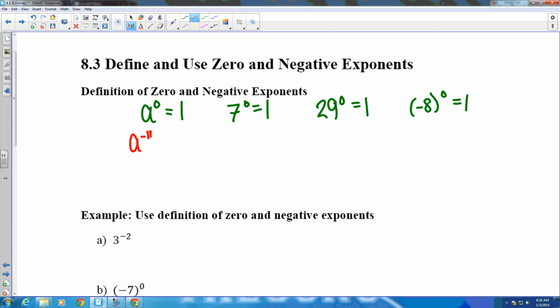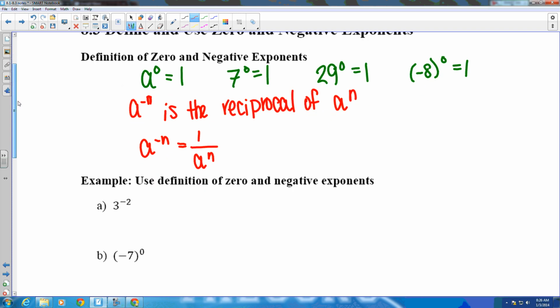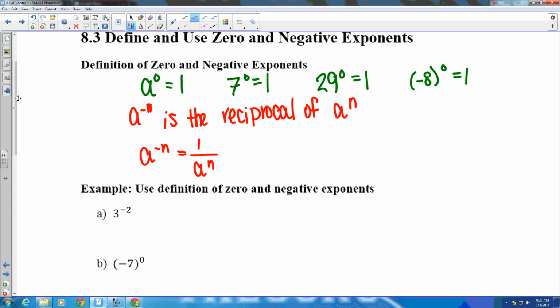A to the negative n is the reciprocal of a to the n. That means if we start with a to the negative n, reciprocal, we just do 1 over a to the n, because we never want to have a negative exponent in our answer. So we're going to do whatever we need to do to change the negative exponent to a positive. In this case, putting it underneath the fraction is what we do.